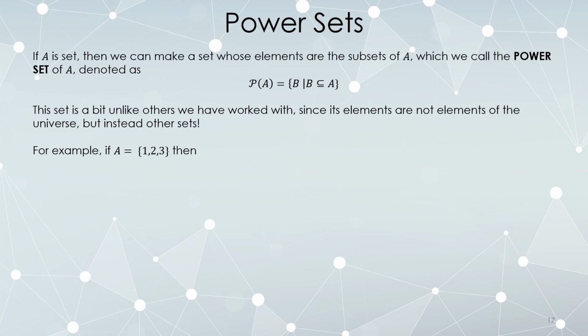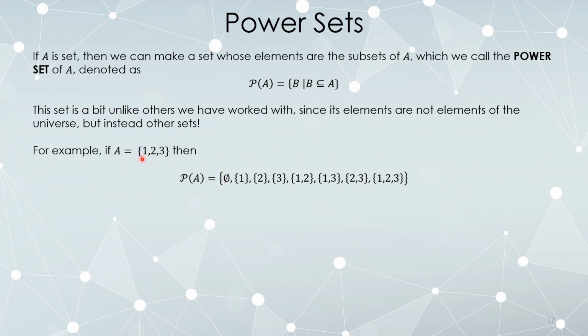So for example, A has 3 elements, 1, 2, and 3. Here's the power set. This is all possible subsets of A. The empty set is always a subset of anything. So anytime you make a power set, the empty set is a possible subset. The way I've gone about this is I've asked, let's make all possible subsets with no elements. Well, the only set with no element is the empty set.